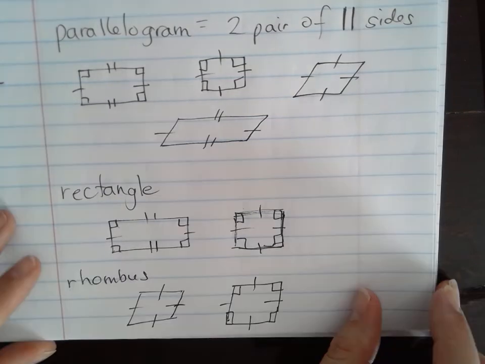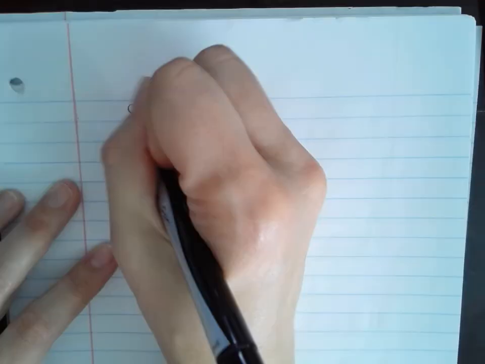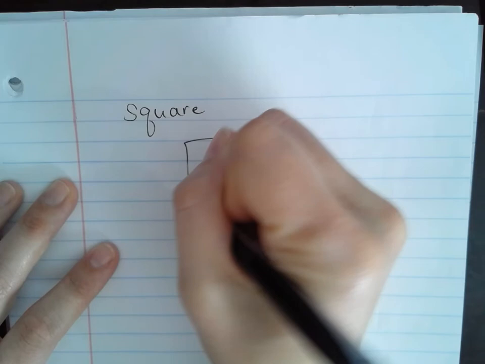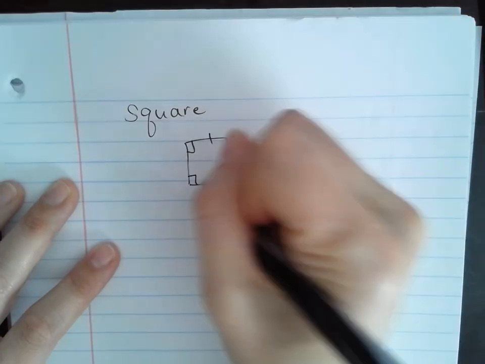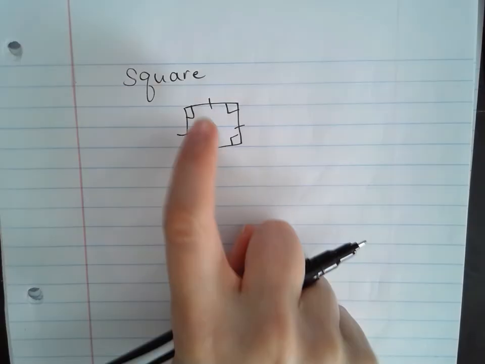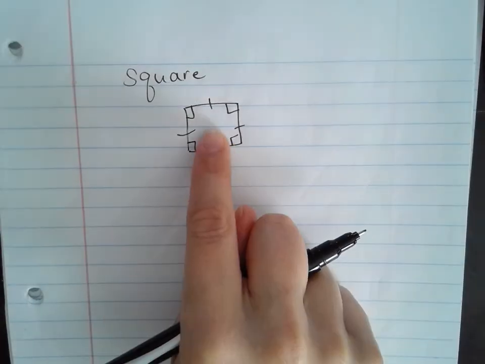The next 2 that we talked about, move to this page, was first we talked about the square. And if you noticed, there was only one that could be called the square, and that is the square. Because it has to have all those special attributes, 4 equal sides, 4 right angles, and 2 pair of parallel sides. The last one we got to learn about was the kite.